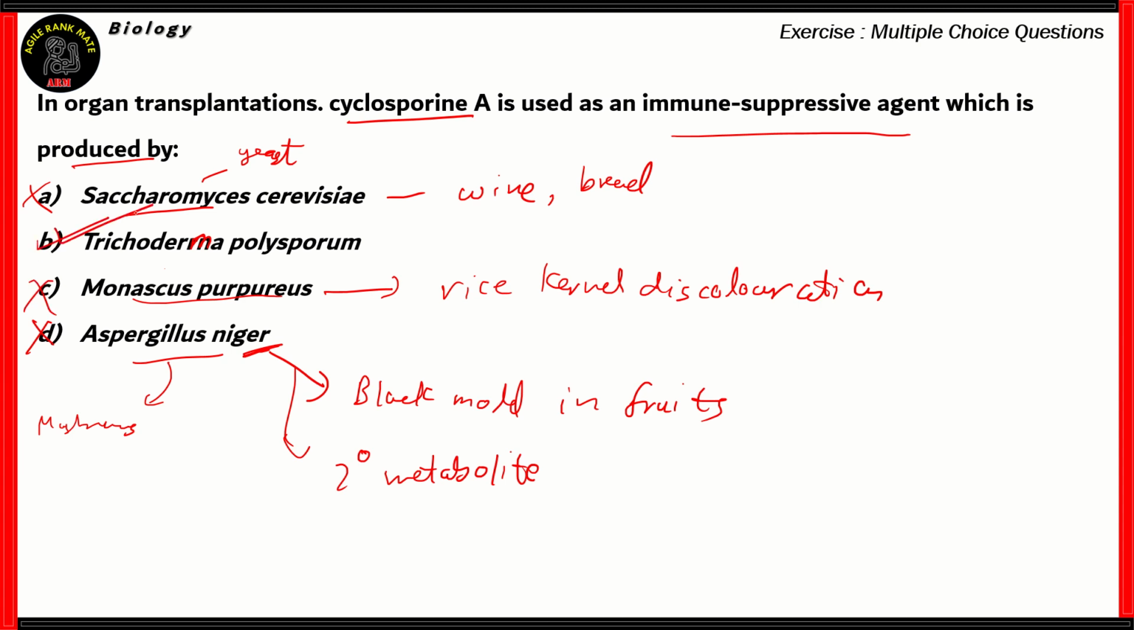The right answer is option B, Trichoderma polysporum. And its product is what we call cyclosporin A. It's an immune suppressive agent, and it's used in medicine. So option B, Trichoderma polysporum, is the right option.